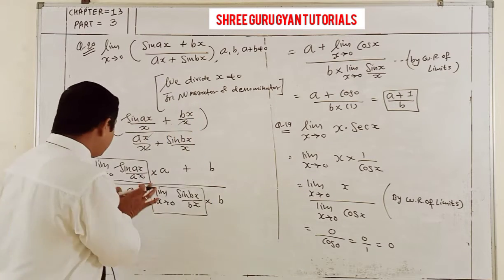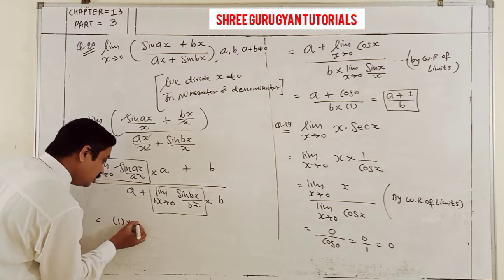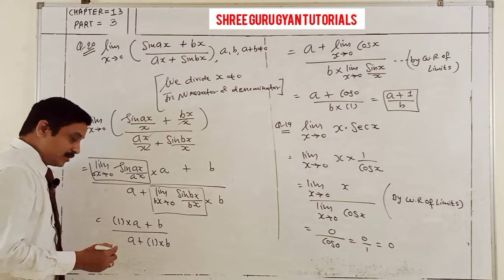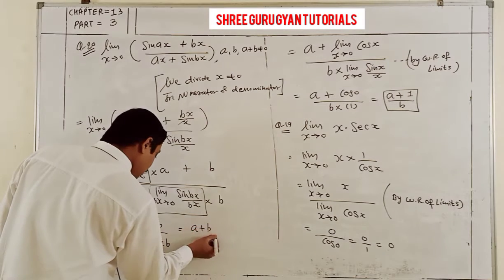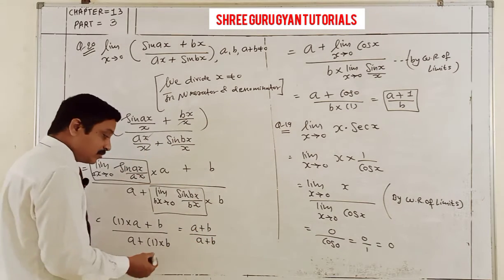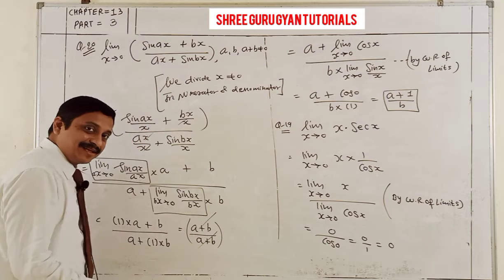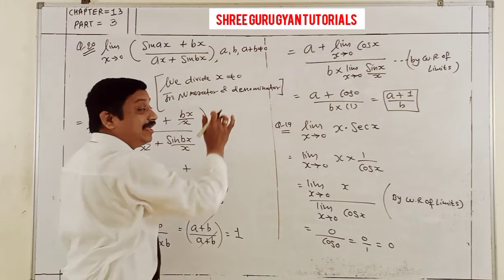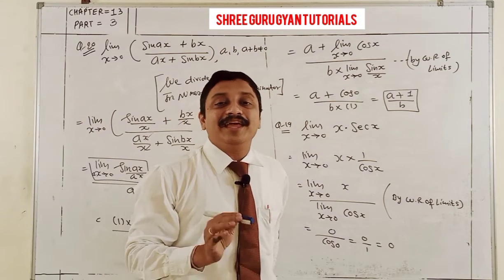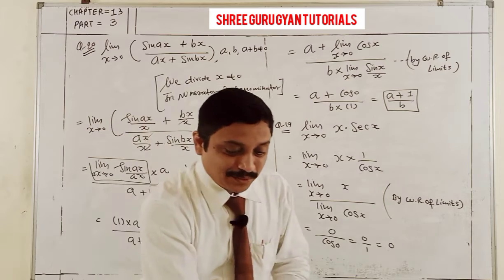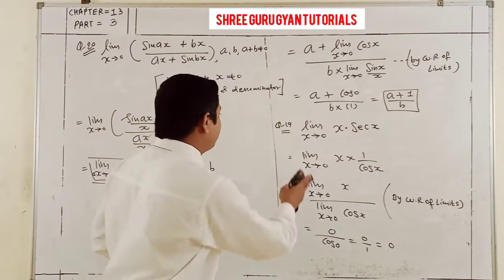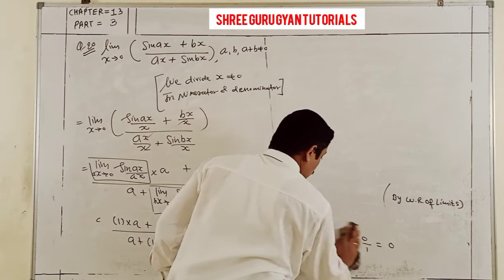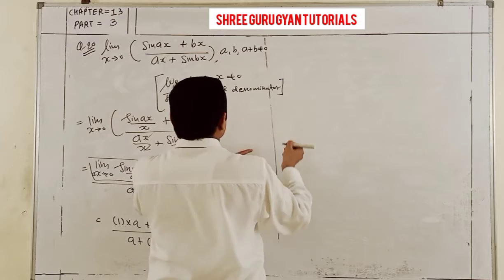It means this answer is 1 into a plus 1 into b. So my answer is a plus b upon a plus b. This both systematically cancel, and that's your answer, 1, because you are given a plus b is never 0. So your solution is simply over here. Next, continue, question number 21.